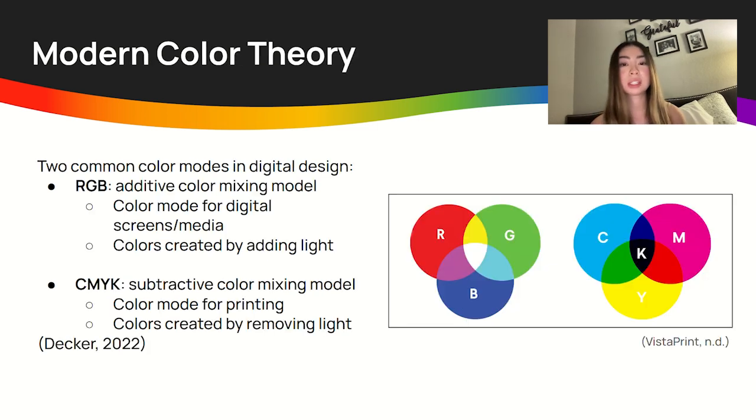Let's move on to today's color theory. Digital designers nowadays may be more familiar with two color modes, which are RGB and CMYK. The color mode RGB is used for digital screens and media, and creates colors by adding light, while the color mode CMYK is used for printing and physical items and produces colors by removing light.